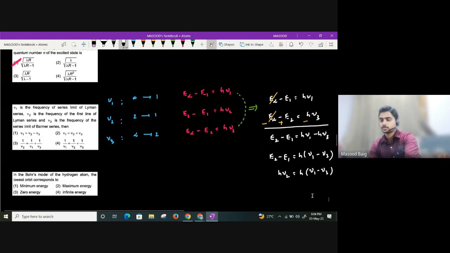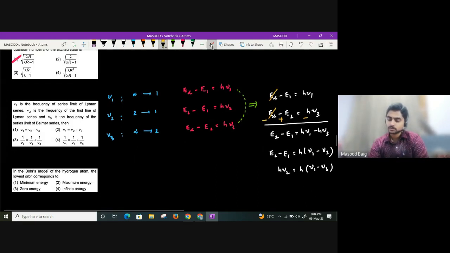So h and h get cancelled out. What will the nu2 value be? It will be nu1 minus nu3. Clear? Just check, did we make any mistake? Nu2 should be nu1 minus nu3, so it's already there. The first option will be the answer.